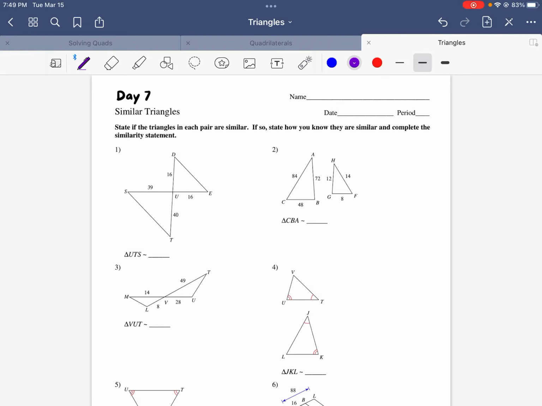Hello, mathematicians, and welcome to day 7. So today we're actually going to be checking for similarity. We are now entering some new ground that hopefully you guys have not learned.